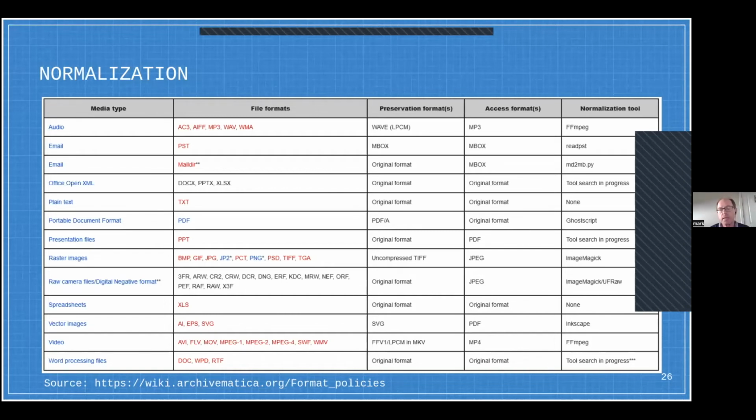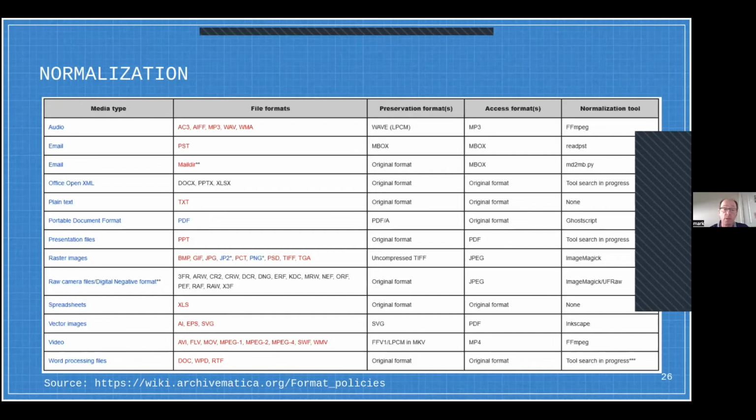So this screen snapshot is from the Archivematica format policies wiki, and Archivematica is really a leader in this worldwide. This is the one thing it does very, very, very well. And that is, it has a very sophisticated format policy registry that allows the creation of rules that say when it encounters a .docx file or a .pptx file or whatever, do these things to normalize it for preservation on one hand and access on the other.